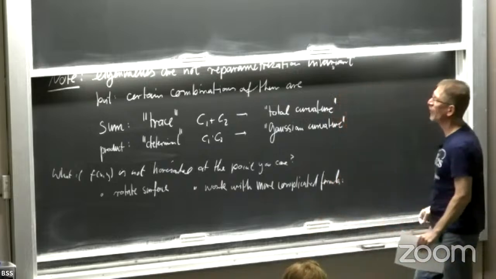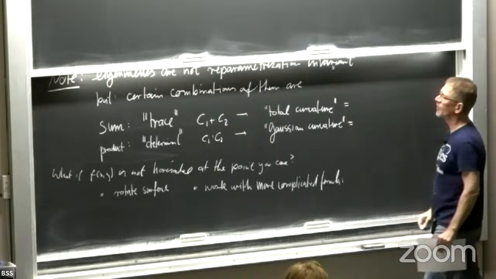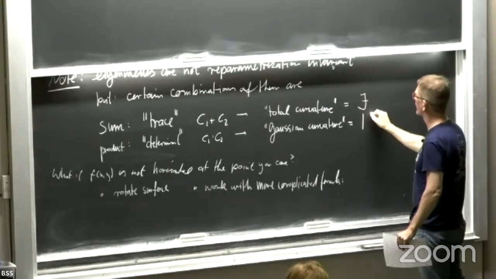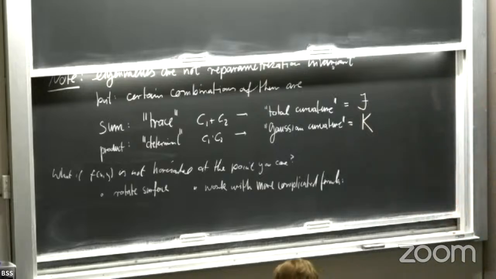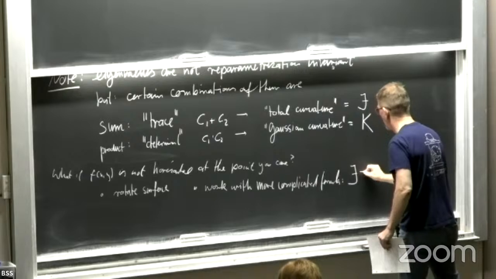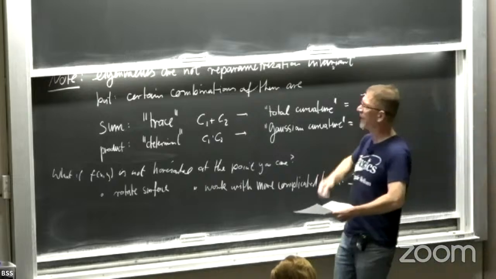And the more complicated formula for this one here, I should say, these also get names. The total curvature I'm going to call J, and the Gaussian curvature I'm going to call K. And so there's a nice formula for J, which works like this. So in some sense, we would like to back up.